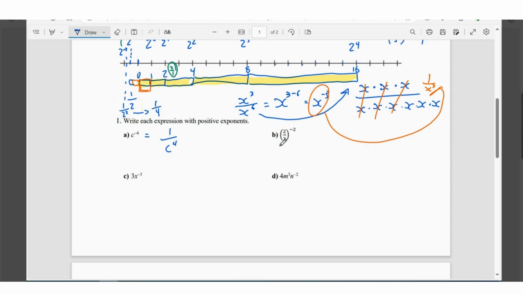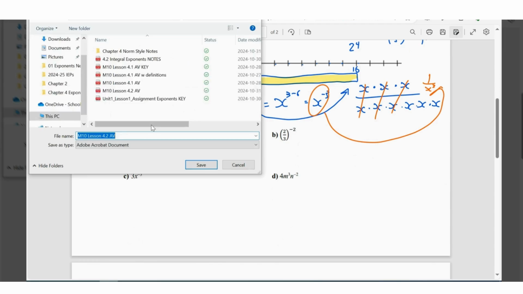On B, let me give myself some more space, or no, that's okay. I might want to save this actually. Oh, I want to save this for my key behind the scenes. There you go.